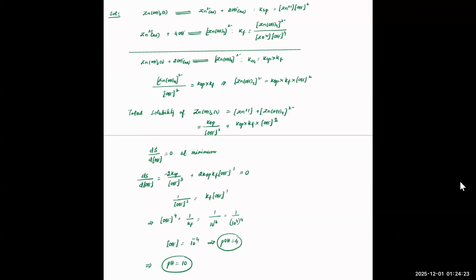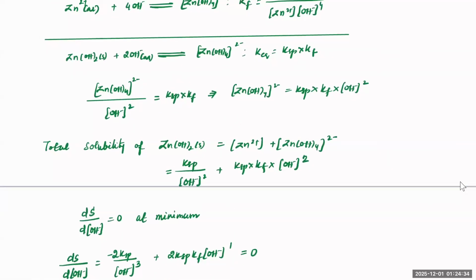Sir, I understood till the total solubility of Zn(OH)2. What did you do from that step? Right, see, up to this you understood, right? How we get Zn(OH)4 2 minus.